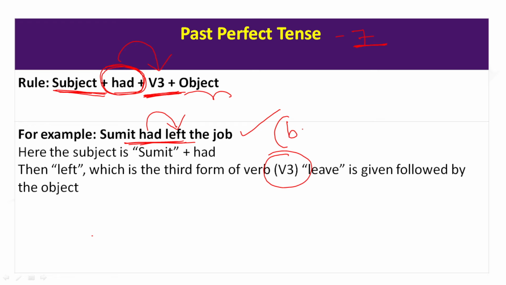If I were to continue this, it looks like this: Sumit had left the job before me, which means I also left the job. Sumit also left the job. But between us, Sumit was the one who had left the job first. So naturally, I say Sumit had left the job, which means his action happened first and his action happened before my action. I hope it is very clear.